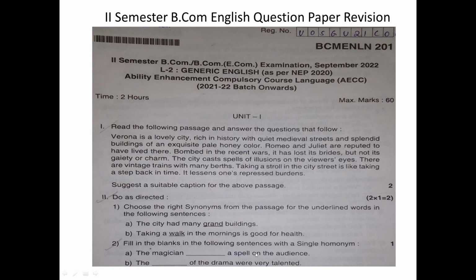Then fill in the blanks in the following sentences with a single homonym. So homonym is a word which has the same spelling, same pronunciation, but different meanings in the sentences that you use. For example, here there is a word in the passage which can be used here. The magician dash a spell on the audience. You can see that word spell here, and the word before that, cast, is there, and I think that you can write it here. So the magician casts a spell on the audience.